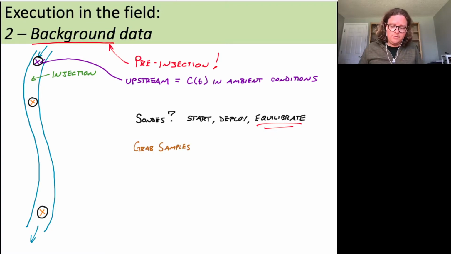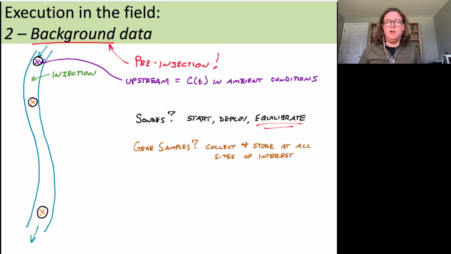If we're doing all of this with grab samples, this is the appropriate time to collect and store all of those sites of interest. Again, doing all of this prior to even mixing up our injectate to ensure that these are truly background samples, that we're not moving tracer around because we spilled some on our boots and our boots are then in the stream near a different location.